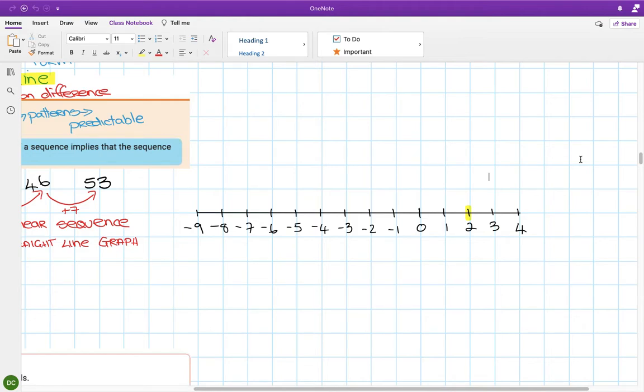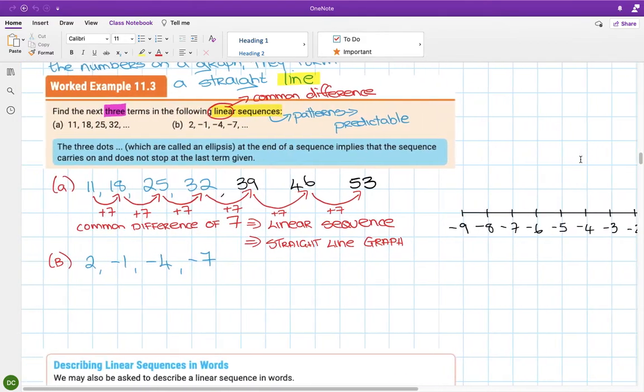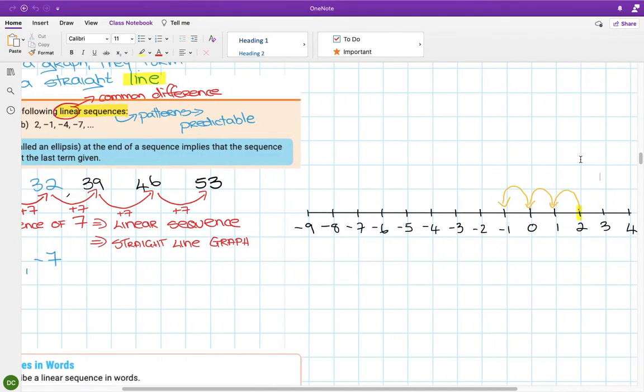So that is 1, 2, 3. So that's 3 jumps to the left, which means we're going down. So from that to that is minus 3. Okay, so let's look at the next jump.